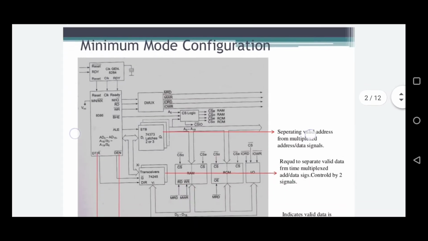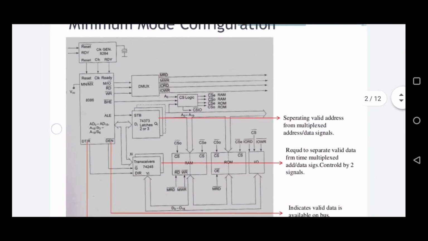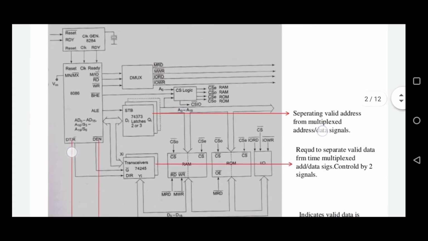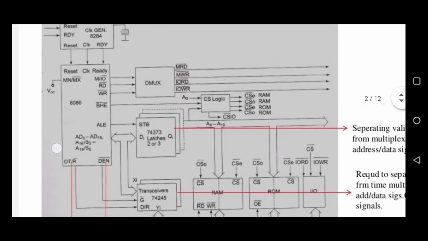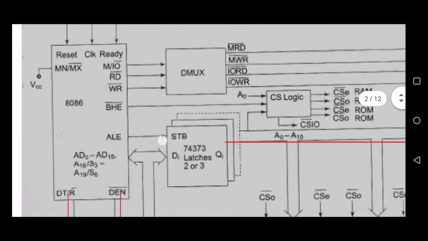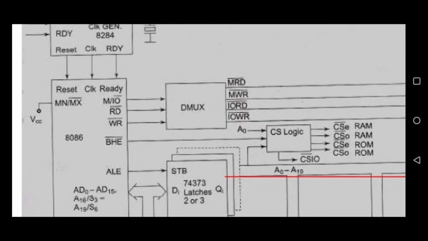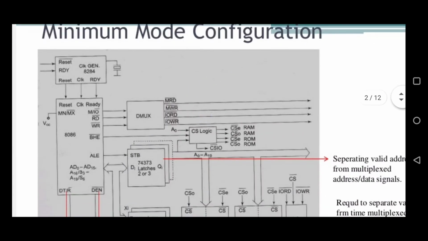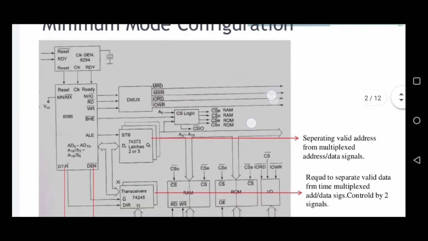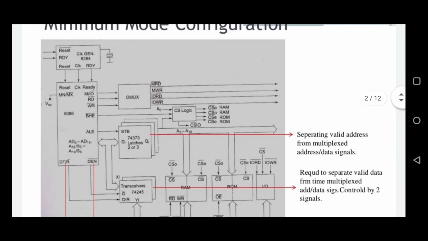So let us see the minimum mode configuration block diagram. This is the block diagram of minimum mode configuration. First, the important component is the 8086 microprocessor. The MN/MX pin is connected to the power supply, so it will act as minimum mode configuration. In this mode, all the control signals are given out by the microprocessor chip itself. There is a single microprocessor in the minimum mode system.